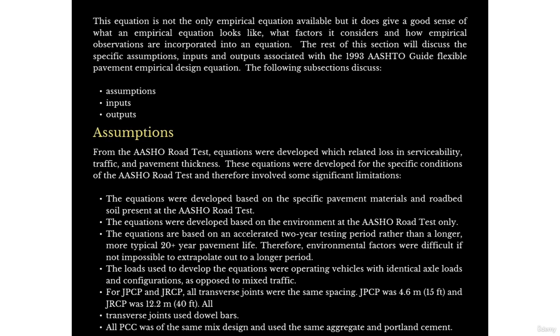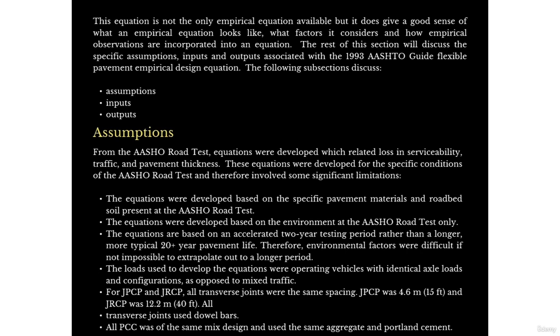So for JPCP and JRCP. JPCP is jointed plain concrete pavement, and JRCP is jointed reinforced concrete pavement. Apologies, because I use these terms a lot, I know them well, but maybe you might not be familiar with them. So those are what those abbreviations mean, right? All transverse joints were the same spacing, that is 4.6 meters and 12.2 meters, 4.6 being 15 feet and 12.2 being 40 feet, right?